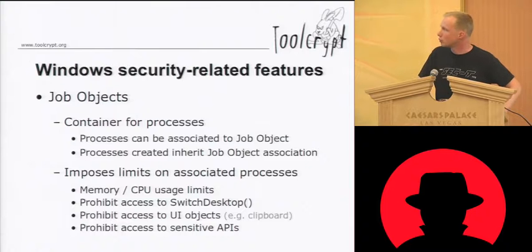So what Microsoft did was implement what's called a job object, which you can create and you can assign processes to it. And the job object can set a number of different limits. So it can set limits, as I said, on CPU use, memory usage, runtime of application, to prohibit hung applications or runaway applications. It can prohibit access to certain GUI objects that are above the desktop level, such as the clipboard, and prohibit access to sensitive APIs that might be used to compromise other processes.